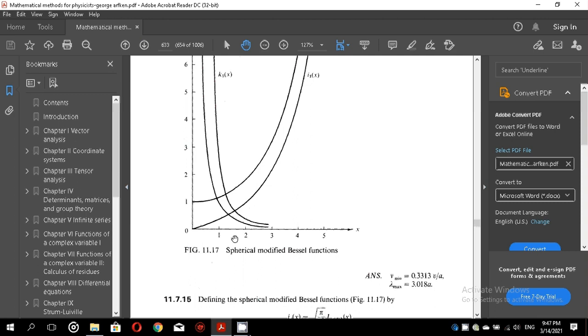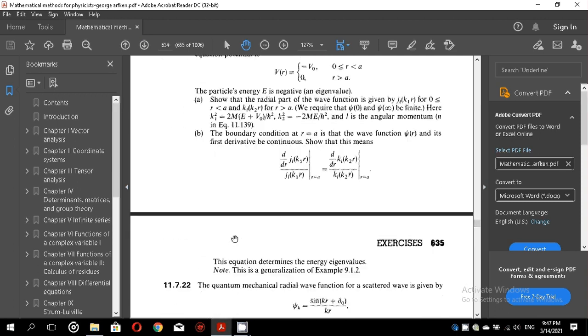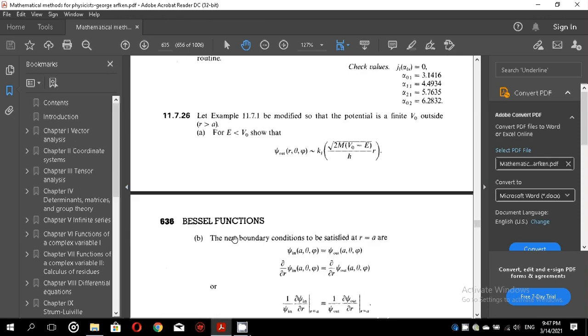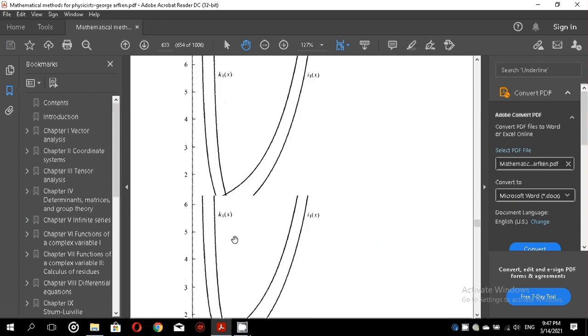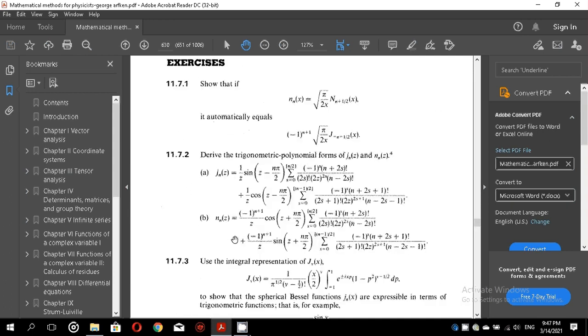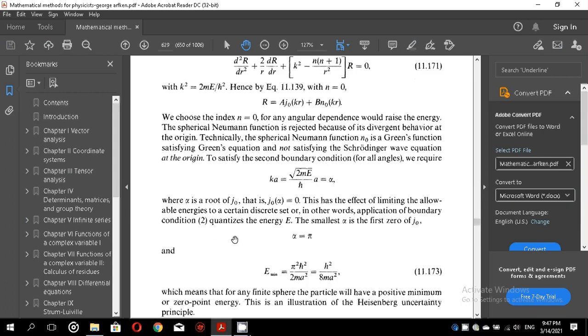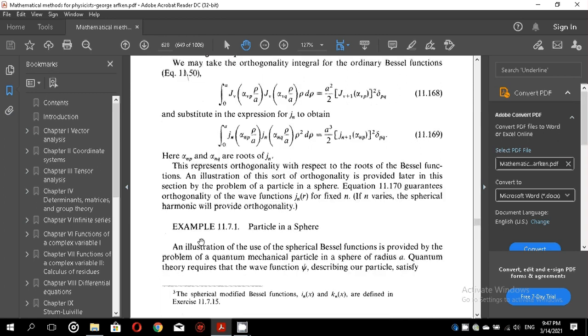if I can find it now. Okay, I think I have skipped, so let me go back and find. Okay, so this is the example 11.7.1, that is particle in a sphere. In this problem we will use the spherical Bessel function.